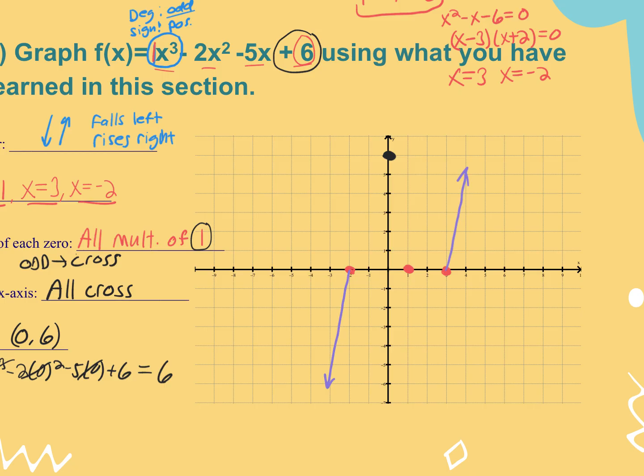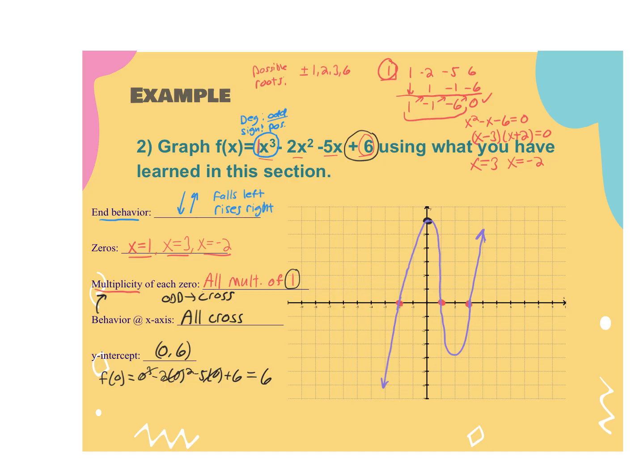And then I know that at all of the zeros, we're going to have to cross, right? So I'm going to cross x equals -2. I know we have to touch the y-intercept at some point, come back down. I know that at 1 had a multiplicity of 1, so I have to cross it. And then at some point I have to come back up and then cross 3 as well. All right, so then this is the final sketch of our graph.